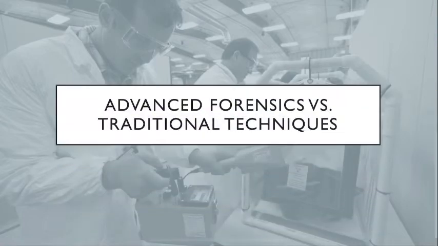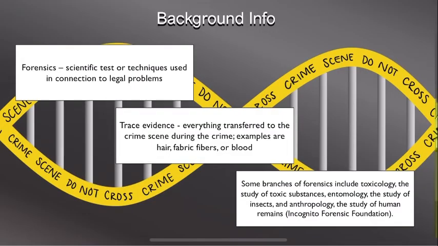Advanced forensics versus traditional techniques. Background info. Forensics: scientific tests or techniques used in connection to legal problems. Trace evidence: everything transferred to the crime scene during the crime. Examples are hair, fabric fibers, or blood.